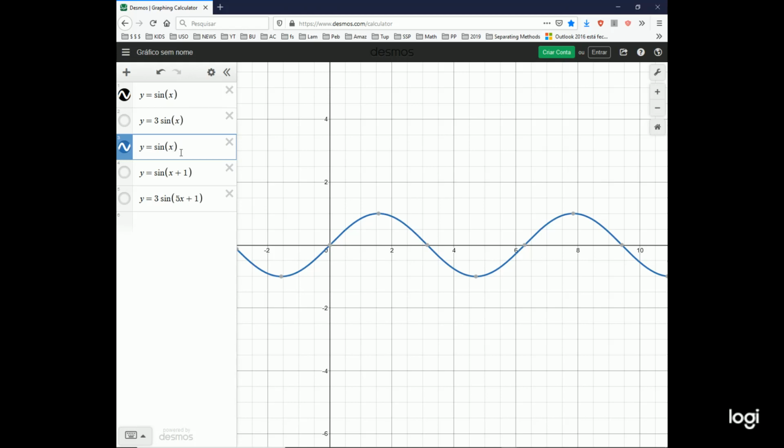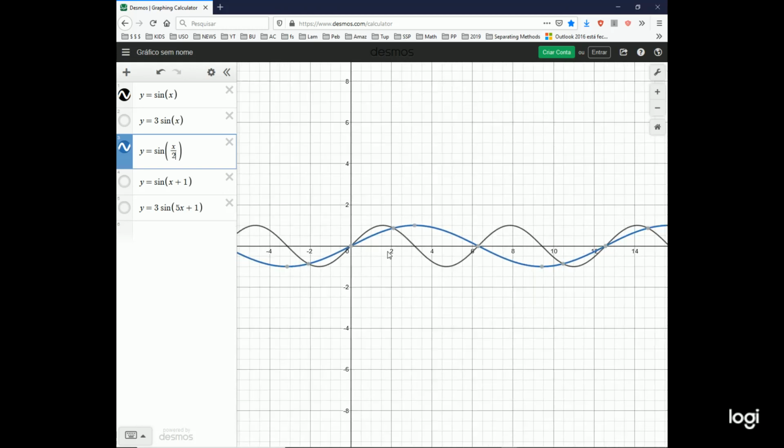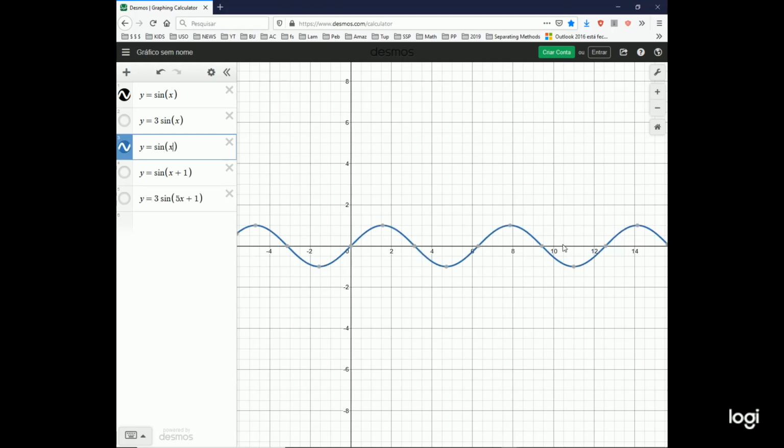Now let's just divide by 5. No, by 5 is too much. Divide by 2. Look, if I'm dividing the x by 2 in here, it means that what we are actually doing is taking the period in here and multiplying it by 2. Divide the x by 2, the period is multiplied. It is always inverse. Okay? So let's leave it with 5.